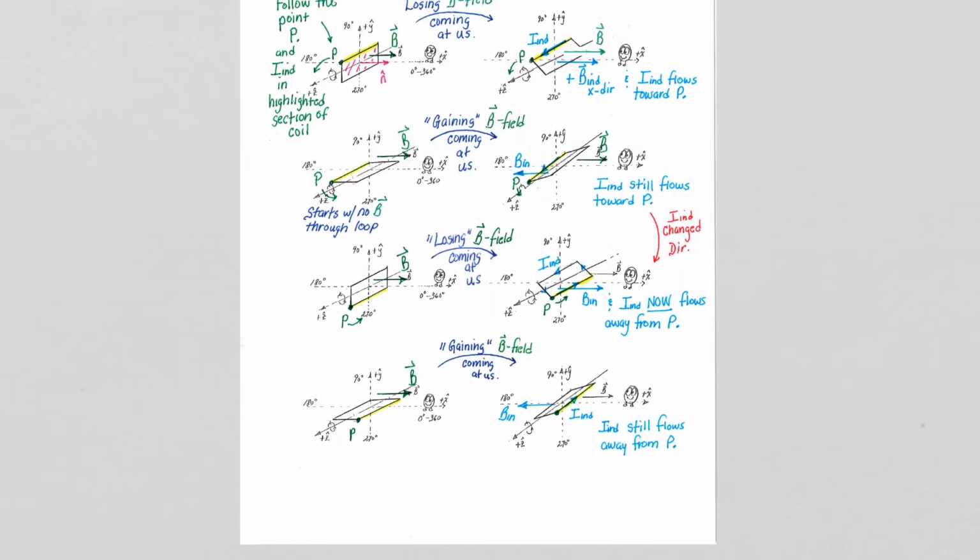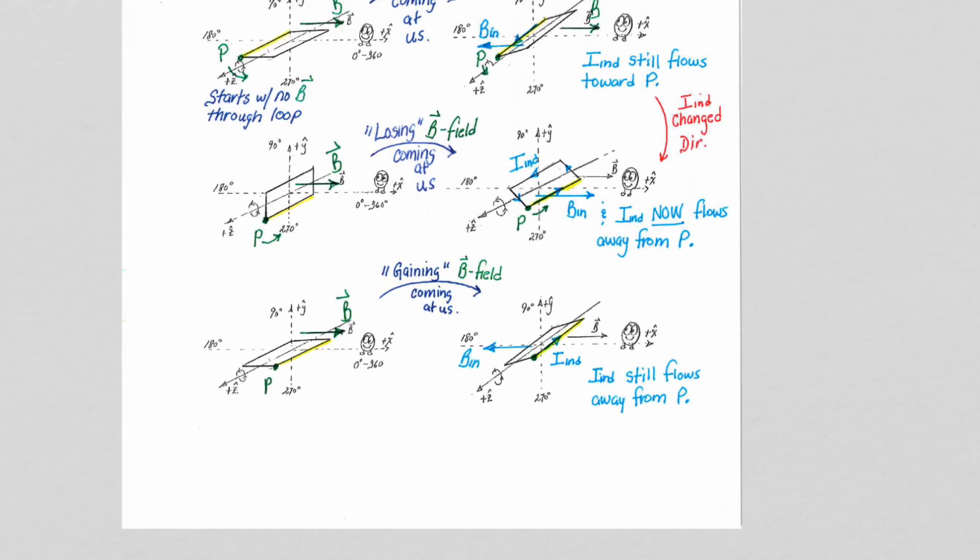Boom. Yes, it still is flowing away from the point P because we go from no flux over here to seeing flux. Nature says, nope, I don't like that. I don't want you seeing flux. I don't like that change. So I'm going to keep the current going away from the point P for the final 90-degree turn.